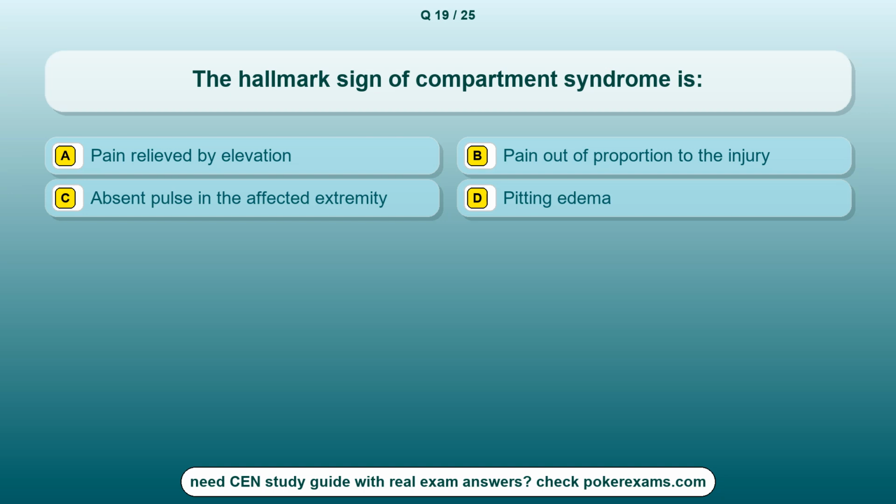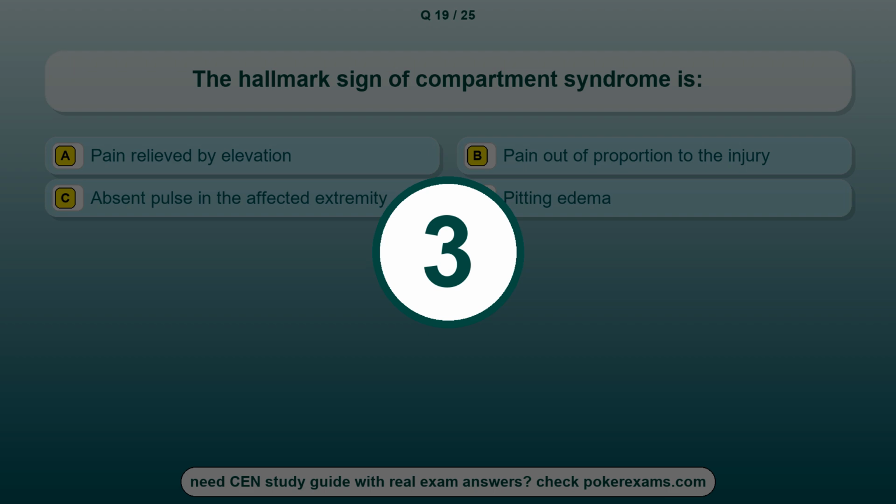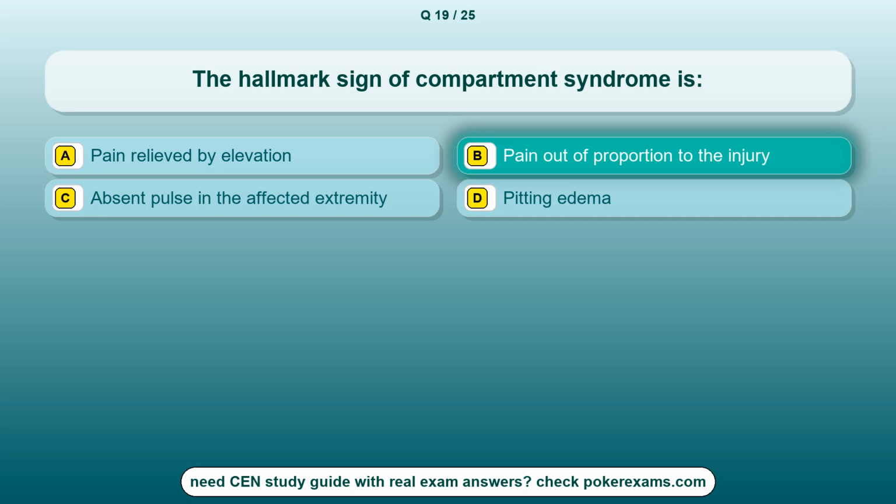Question 19. The hallmark sign of compartment syndrome is: Option A, pain relieved by elevation. Option B, pain out of proportion to the injury. Option C, absent pulse in the affected extremity. Option D, pitting edema. The correct answer is option B, pain out of proportion to the injury.